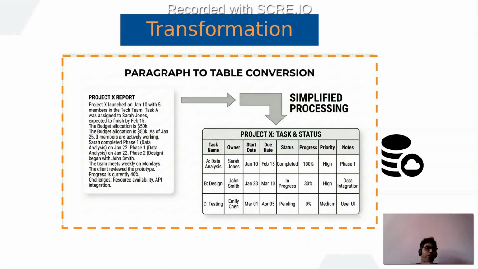Then comes the transformation. Now whatever data, as I said, is in raw format, it's not good from the analytical perspective. It could be in a different format, as I said. Now you can see on the left side there is some kind of a project report. Now that project report you have to go and read.